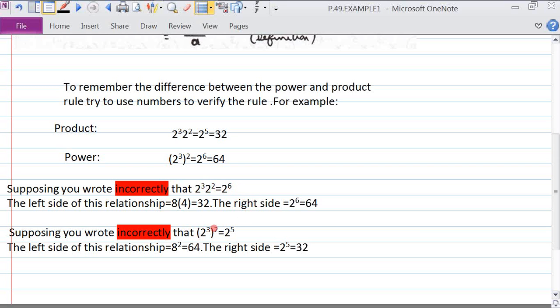Anyway, same thing over here. Supposing you want to check this rule and you made a mistake. You could see that you could make a mistake if you did the following analysis. Here, this should be 2 to the 6, but you added these two instead of multiplying them. So the left side, 2 cubed is 8. 8 squared is 64. And 2 to the 5th is 32. So you can see that you've got the wrong rule. Anyway, that might help just to remember how to apply these rules.